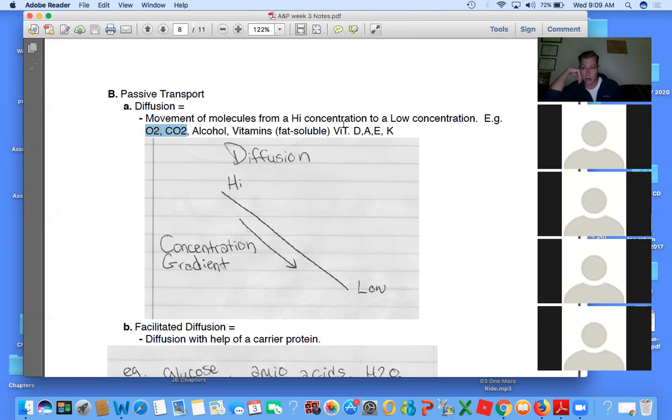Alcohol, that's why alcohol hits you when you drink it. It's quick because it diffuses in relatively quickly. There's a good amount of fat base to it.